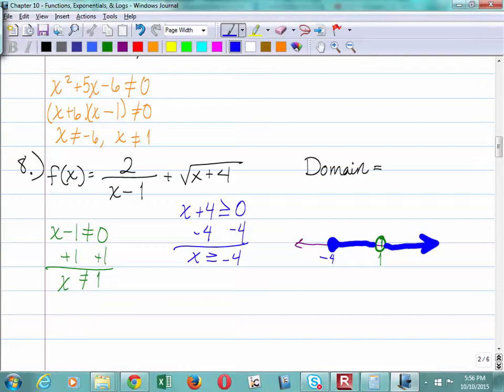Alright, so then to write that down in interval notation, it would be bracket negative 4 comma 1 with a parentheses, union, parentheses 1 to infinity.